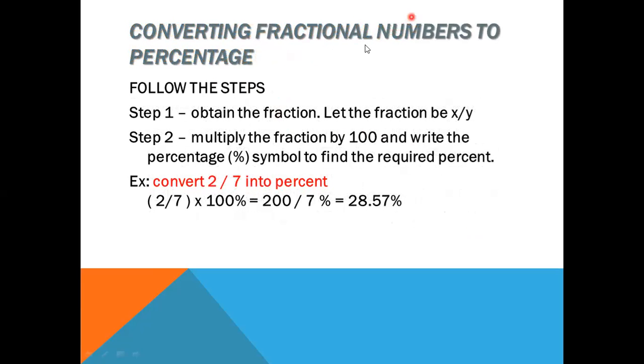Next, converting fractional numbers to percentage. So follow the steps. Step 1, obtain the fraction. Let the fraction be x by y. Step 2 is multiply the fraction by 100 and write the percentage symbol to find the required percentage. See here, example, convert 2 by 7 into percent. So this is how you have to do. So 2 by 7 into 100. So 2 into 100 you will get 200 by 7. So 200 divided by 7, you will get 28.57%. So this is the way you can convert into percentage.